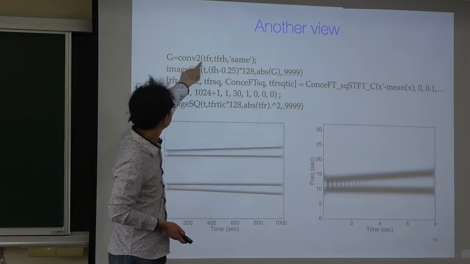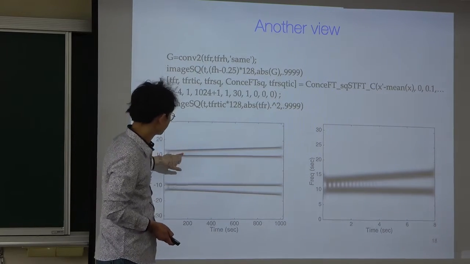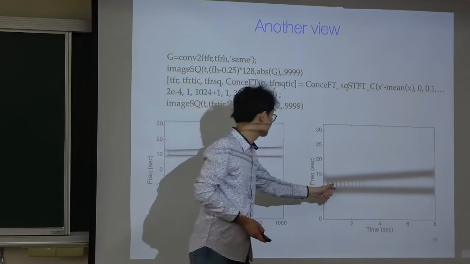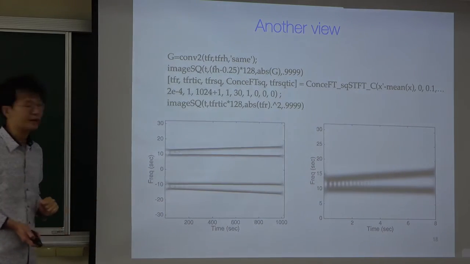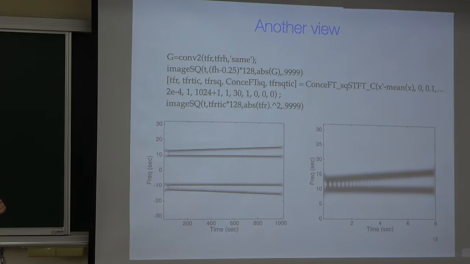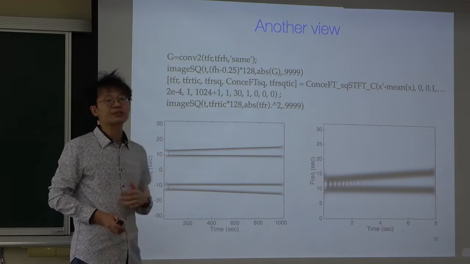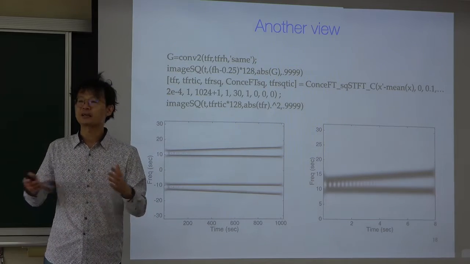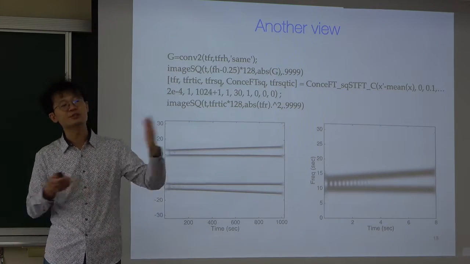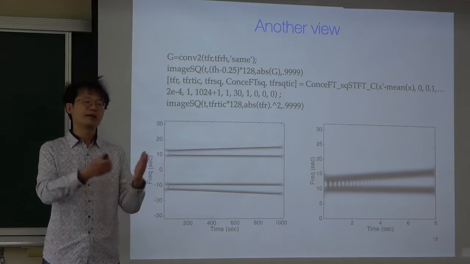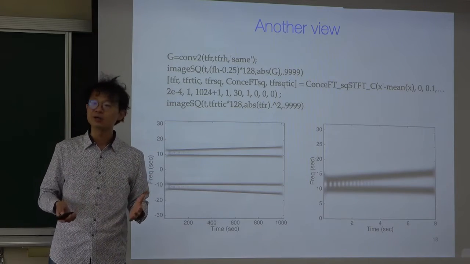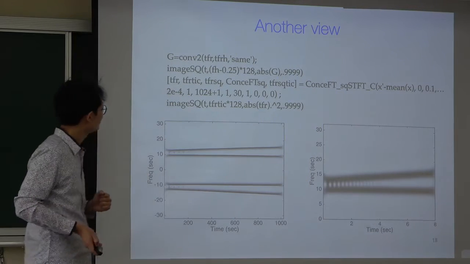Okay, this is the convolution. And this is the result, and this is the zoom-in. So you can see the relationship is quite beautiful. And as we will discuss later, there are actually several different ways to do this kind of smoothing, and all different smoothings will be collectively called Cohen class, which we will discuss later.